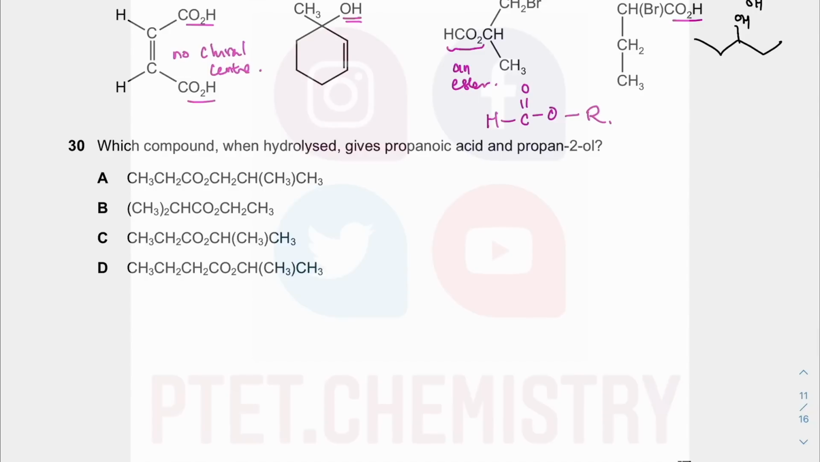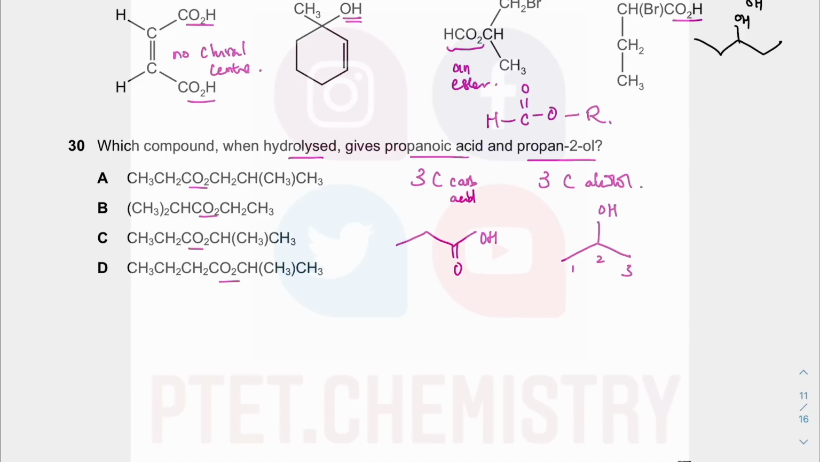Question 30. So these are all esters. You want to hydrolyze the ester to give propanoic acid and propan-2-ol. This is a 3-carbon carboxylic acid. This is a 3-carbon alcohol, but be very careful. This is the 3-carbon carboxylic acid. This is the 3-carbon alcohol, but it's propan-2-ol, so it's a branched alcohol, yeah?